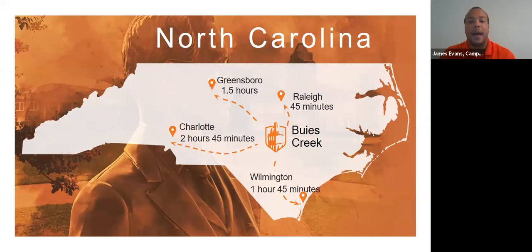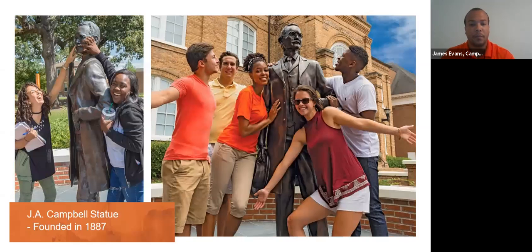This gives you a map of where we're located centrally. As I said, 45 minutes north of us is Raleigh. Less than 2 hours away, south of us, is Wilmington. To the west, Charlotte, and just northwest, Greensboro.